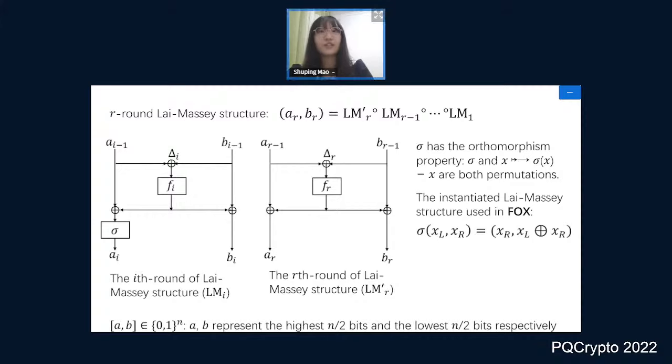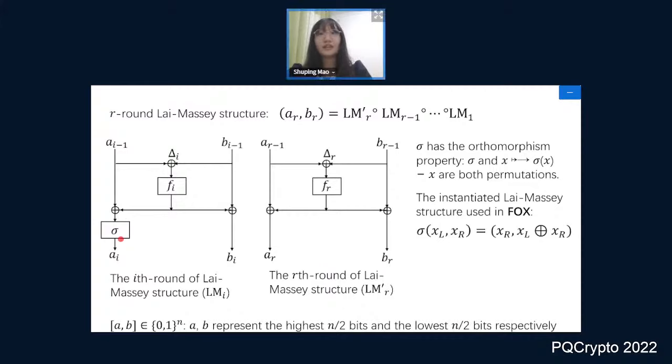First, we introduce some definitions. The R-round Lai-Massey structure, A_R and B_R. The last round of Lai-Massey structure LM'(R) is this: A_R equals A_{R-1} XOR F_R(A_{R-1} XOR B_{R-1}), and B_R has the same form as A_R. For i less than R, the i-th round of Lai-Massey structure LM_i is: A_i equals sigma(A_{i-1} XOR F_i(A_{i-1} XOR B_{i-1})), and B_i has the same form as A_i.